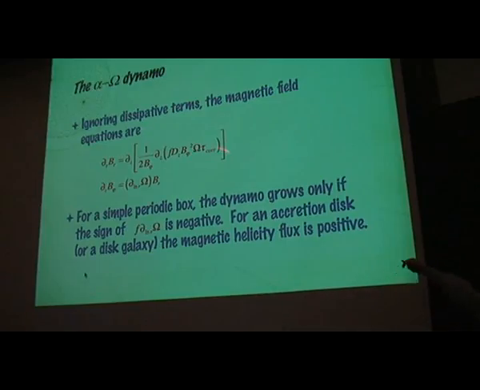If you just think about this in terms of a simple periodic box, and real astrophysical objects have all kinds of complications, but let's ignore that for a second, the dynamo grows only if F times this derivative is negative. So for example, if you have an accretion disk where the rotational velocity drops as you go outward radially, then that says that magnetic helicity flux goes towards your north pole along your spin axis. If the angular velocity increases radially in a system, then magnetic helicity flux is anti-parallel to the spin axis for a successful dynamo.